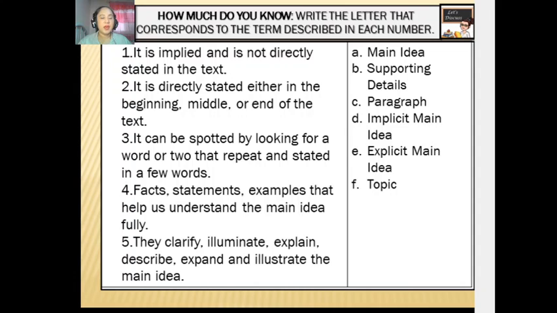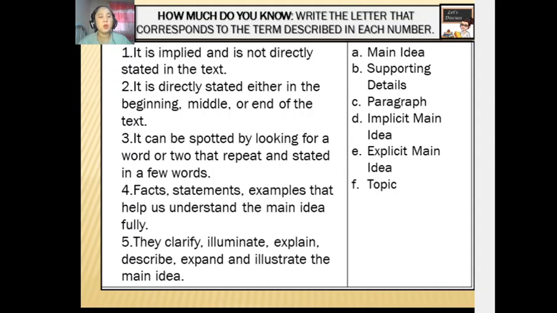Okay, were you able to identify all the terms? Let's see if your answer is correct. Let's try to answer number 1. It is implied and is not directly stated in the text. What do you think it is? Is it main idea? Supporting details, paragraph, implicit main idea, explicit main idea, or topic?